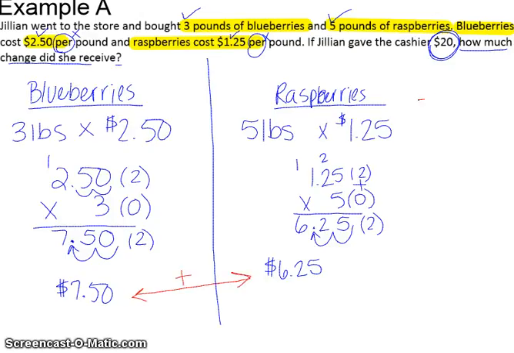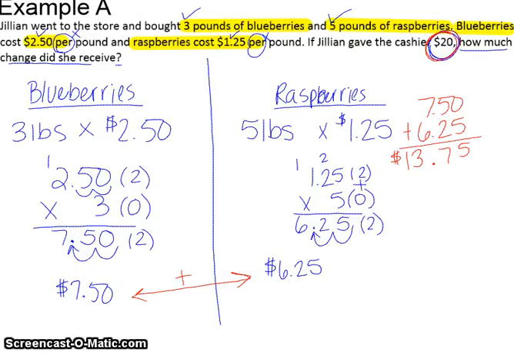And so I'm going to take $7.50 and I'm going to add $6.25. So I get 5, 7, don't forget to bring down your decimal, and I get 13. So I know together that blueberries and raspberries are going to cost me $13.75. But again, I still didn't use this 20. I still have to do something with that.